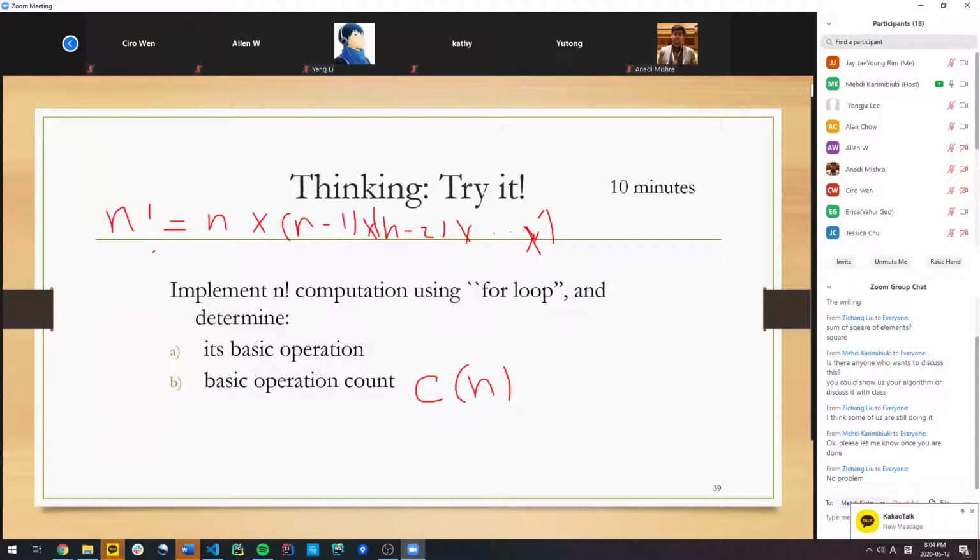You could possibly have implemented that in Java or maybe Python, and if you raise your hand, I can give you access to share your screen. So you can show the class how you've done it, and then you can discuss what's the basic operation, and what's the C(n), which is going to be a sigma.